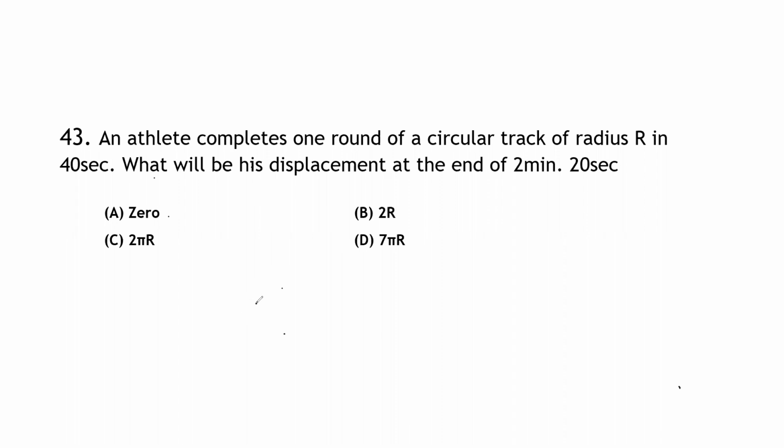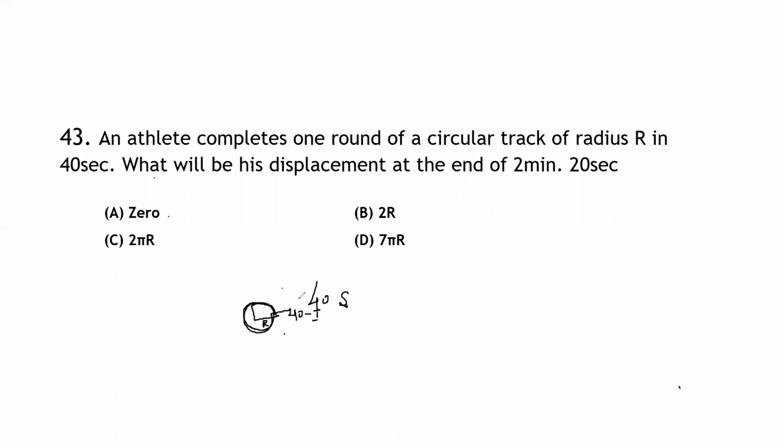An athlete completes one round of circular track. So you can consider this one round of circular track. This is having a radius of r. It completes one circular path in 40 seconds. What will be his displacement at the end of 2 minutes 20 seconds? That is, see, for one complete rotation or complete circular path, it is 40. So in 40 seconds, first round.